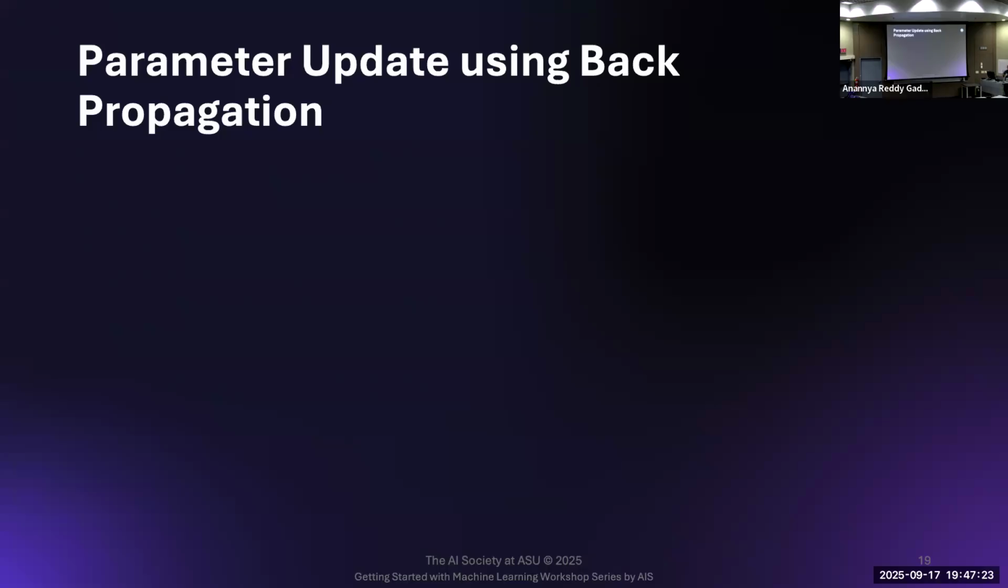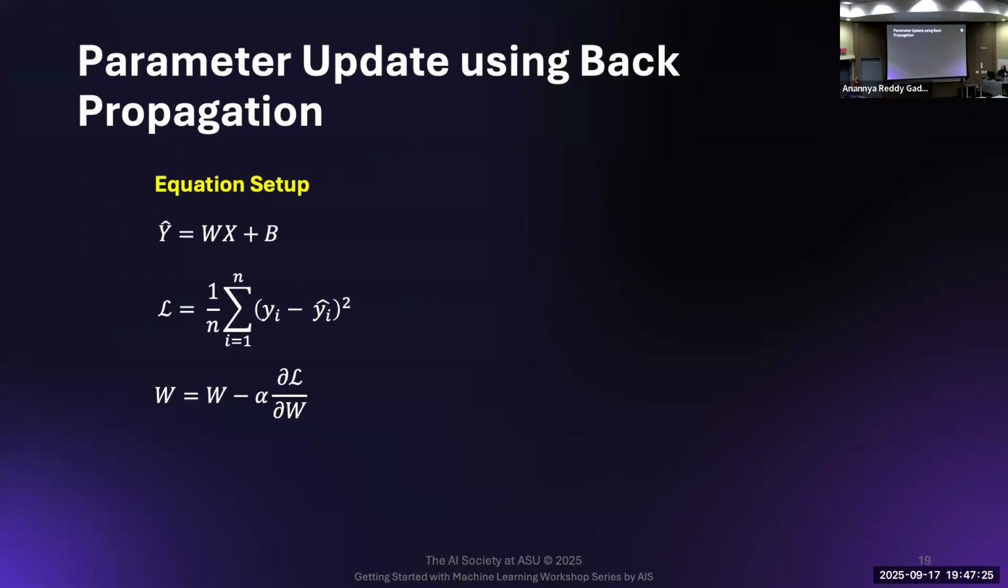All right. So now let's get into math. For the equation setup, we'll be taking the line equation: y hat is equal to Wx plus b, which is the equation of the line. And the loss function, which is 1 divided by n, summation of actual values minus the predicted values, whole square. And we'll take the gradient descent equation as well, which is W is equal to W minus learning rate, which is alpha, and the derivative.